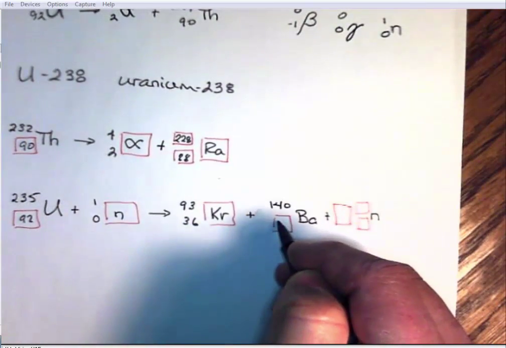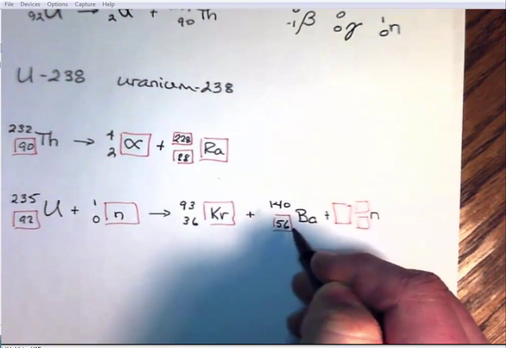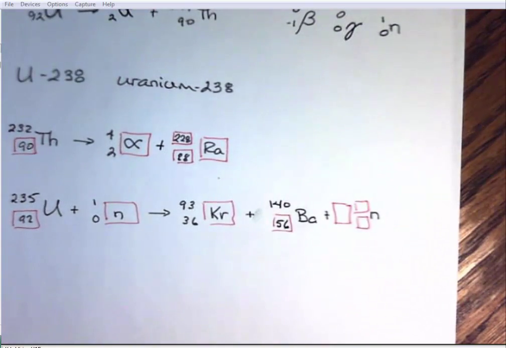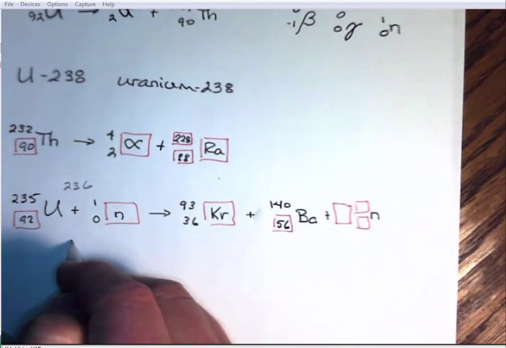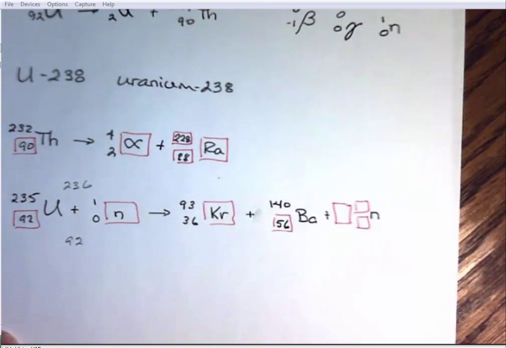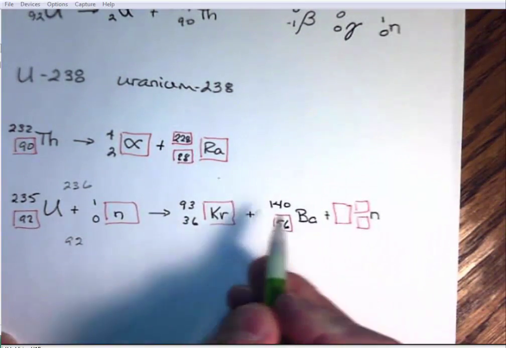So barium's atomic number is 56, and so if we add up all the masses on the left, we got a total mass on the left of 236, and a total atomic number on the left of 92. So we need all the numbers on the top over here to add up to 236.